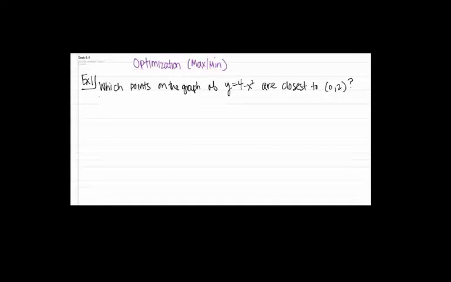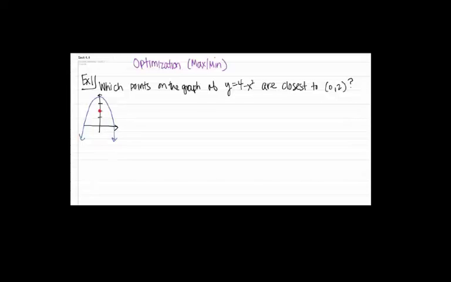So we can try to picture what this looks like. That's going to be a parabola that opens down. And I want to identify the points that are closest to a particular point, so this one, for instance. And I'm hoping that you're looking at this and thinking, oh wait, there should be 2 points because the graph is symmetric. There should be 1 point on the left and 1 point on the right.